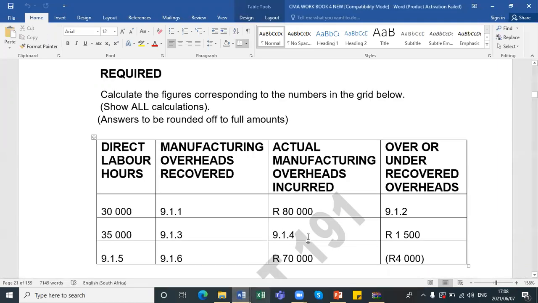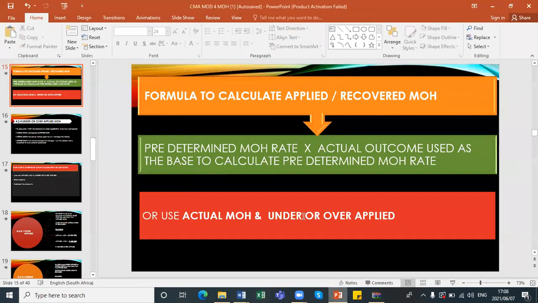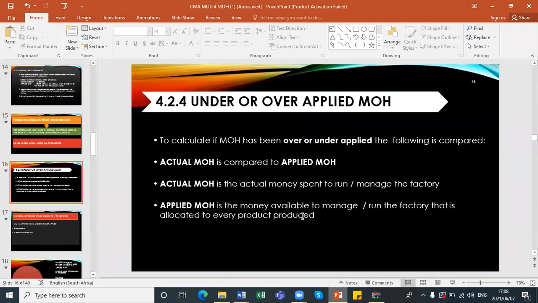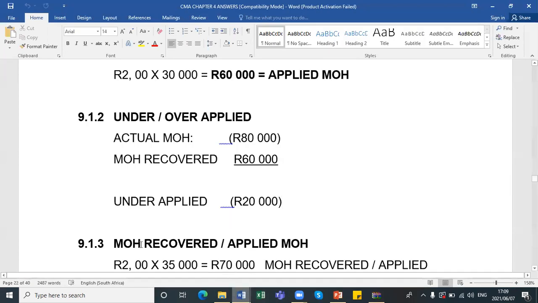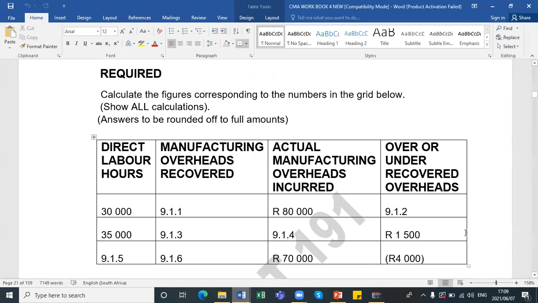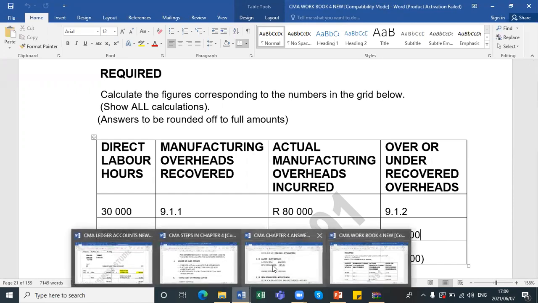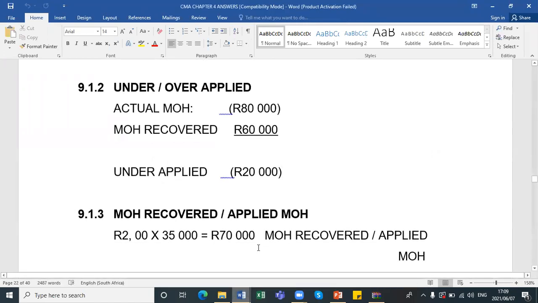In 9.1.4, they want me to calculate actual overheads. Now, to calculate actual overheads, what do I need? I need my applied overheads, and I need my under or over applied. Now, I did calculate my applied overheads, which was 70,000. And then they gave me 1,500, which is over applied. So I'm going to go here now to 9.1.4.